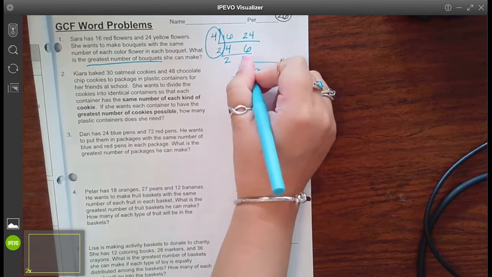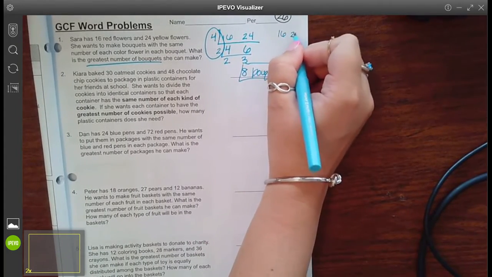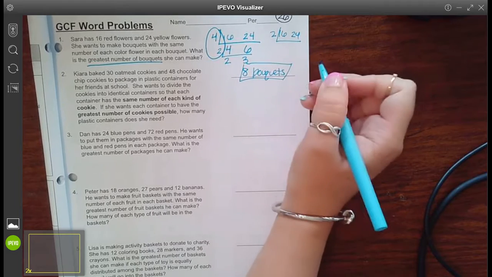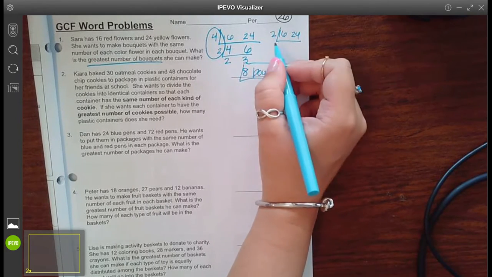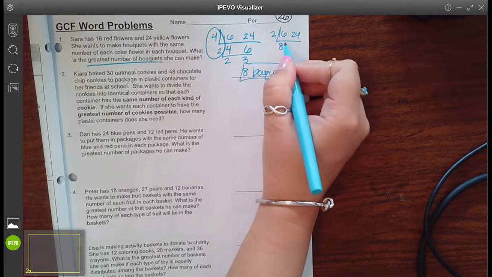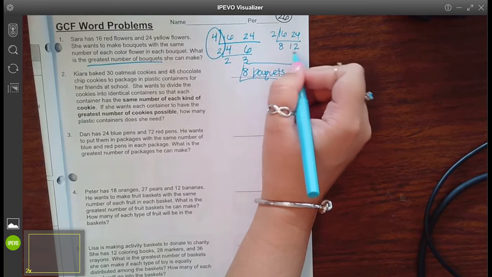Now, for some reason, your ladder looks a little bit different than mine. Let's say you started with 2. It's still okay. As long as you don't make a math error, you should still end with the same answer, because 2 goes into 16 8 times. 2 goes into 24 12 times. And then what can go into 8 and 12?